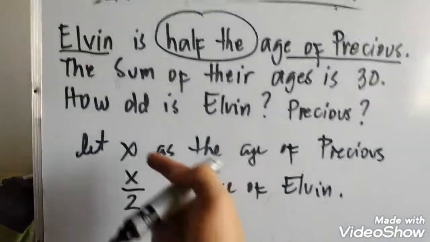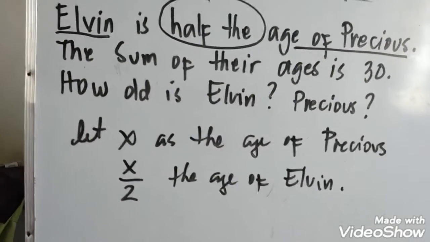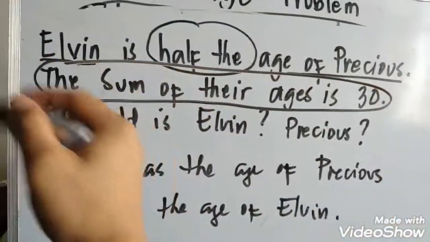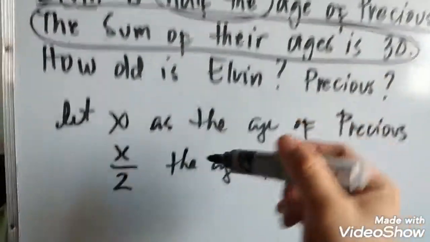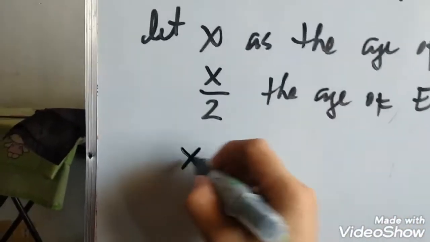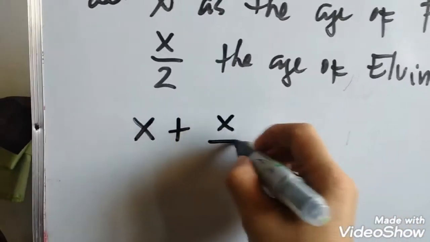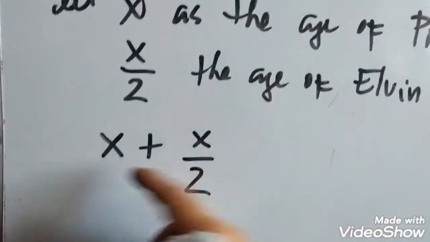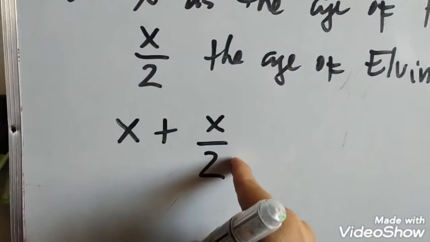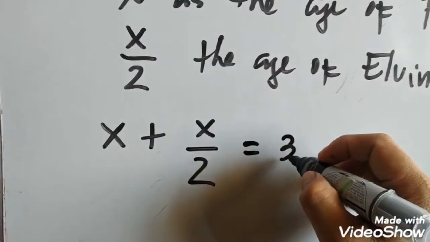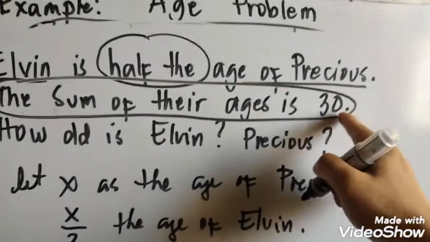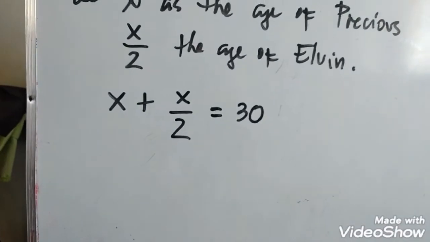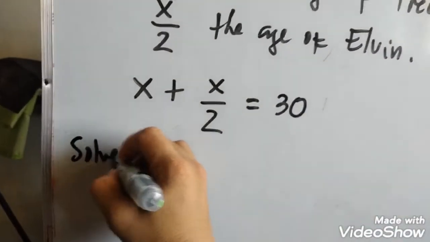Okay, so we already represent their ages. Now let us have the equation. So we translate. The second statement states that the sum of their ages. So if we add x plus x over 2, the sum of their ages is 30. So if we add the age of Precious and the age of Elvin, that is equal to 30. So we already have the equation. I think we are now ready to solve the problem.